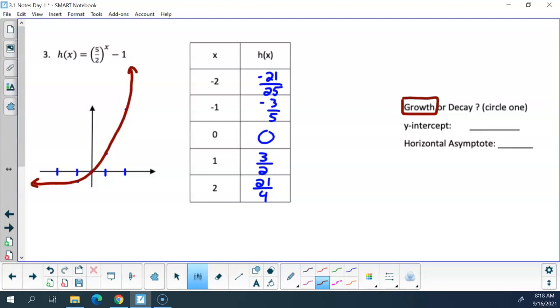What is my y-intercept? The origin, yep, 0, 0. What is my horizontal asymptote? y equals negative 1.